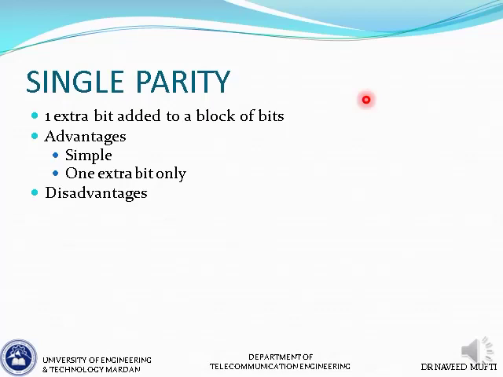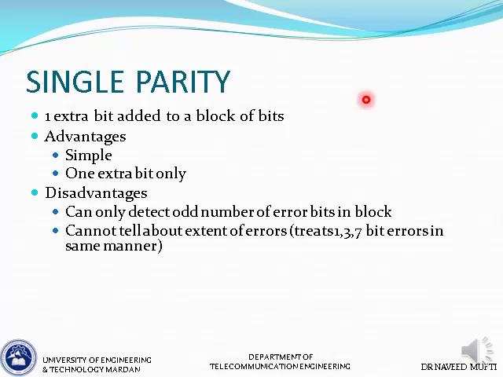But obviously it comes with disadvantages. First of all, it can only detect an odd number of error bits in a block. So if you have an even number of error bits in one block, it will not be able to detect. And it cannot tell you about the extent of errors, whether a block of data bits has 1 bit in error or 3 bits in error or 5 bits in error or 7 bits in error. It cannot tell you how bad the damage is. It can just tell you there is an error.